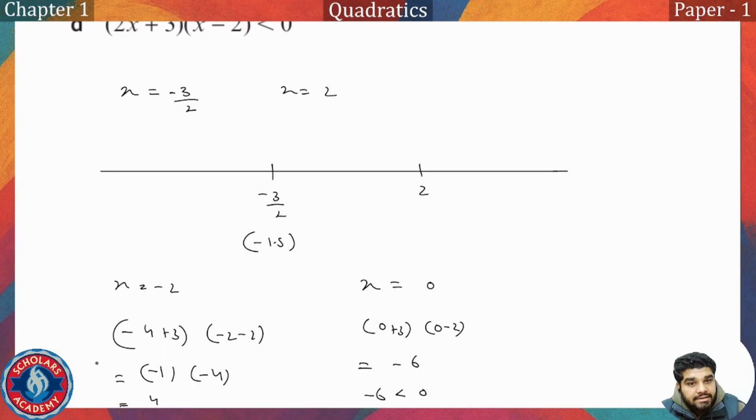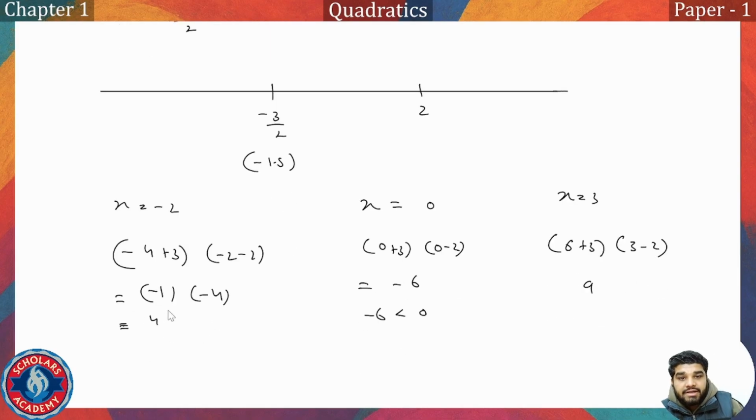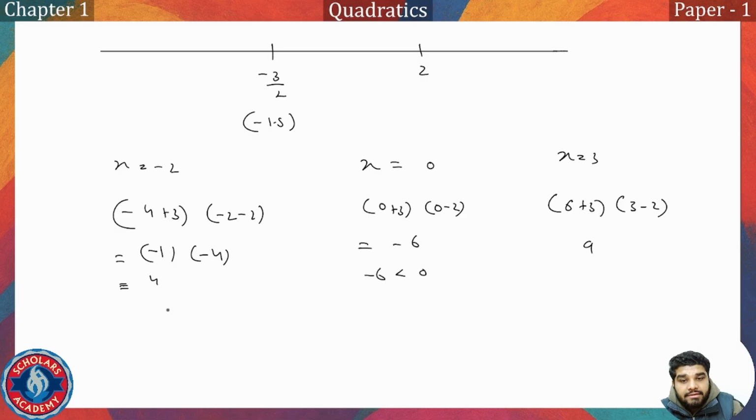And if I take the third interval, if I choose x is equal to 3, we get (6 + 3)(3 − 2). So from here we get 9, which is not less than 0. So the range for x is, since it is less than 0, not less than or equal to, negative 3 by 2 is less than x is less than 2. So this should be our answer.